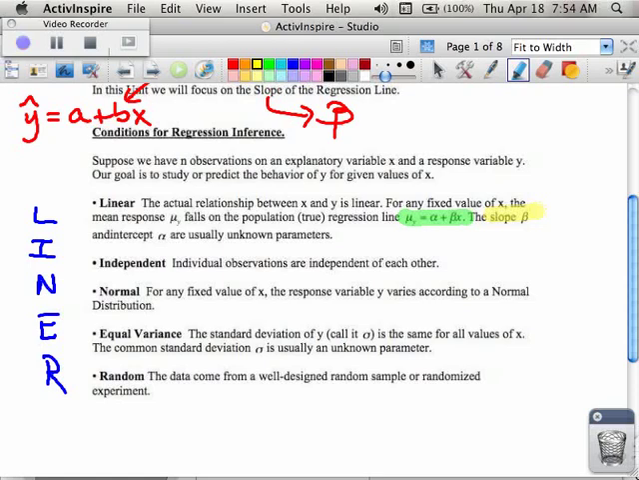There's going to be some formulas that go with that. And so you need to know, first of all, that it's linear. The actual relationship is linear. We have things like probability plots. We have scatter plots to see, that kind of thing.